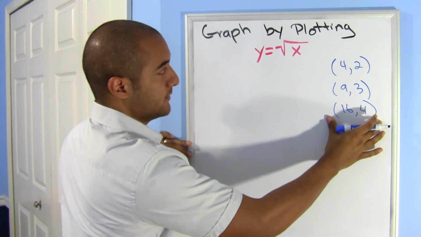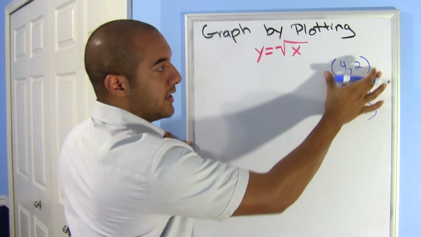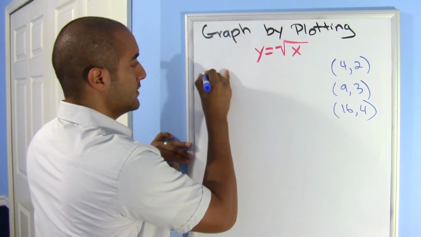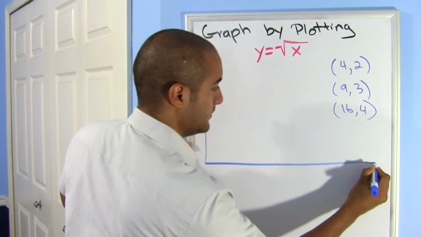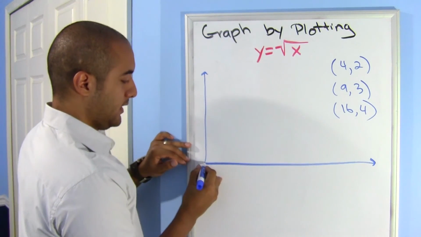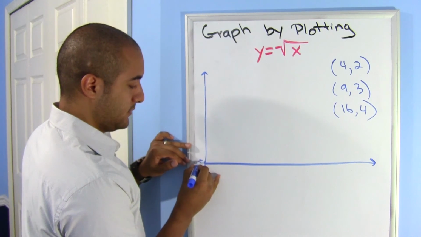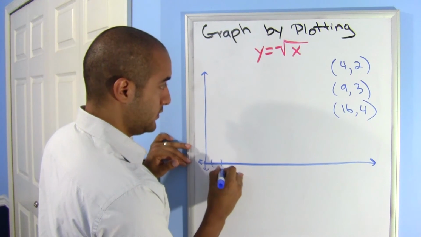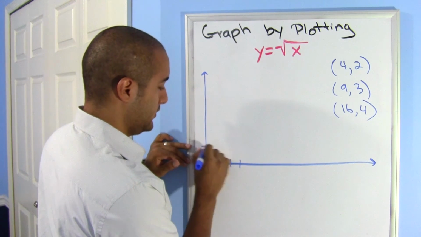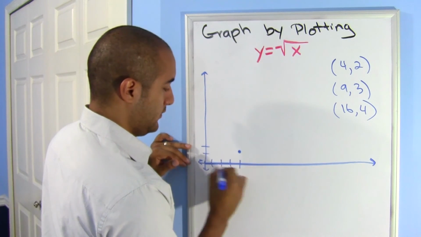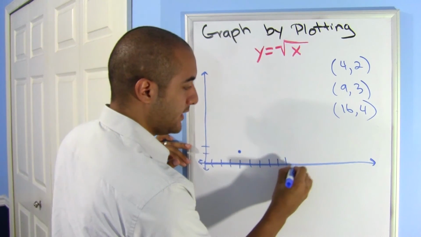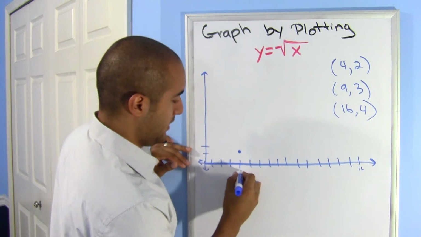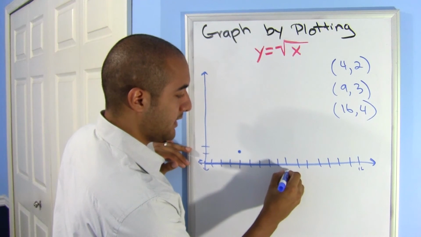They're all in the first quadrant. Okay, unless I shifted this around, all my answers are going to be in the first quadrant. So I'm just going to make the first quadrant. Okay, 4, 2, so 1, 2, 3, 4, 1, 2, 4, 5, 6, 7, 8, 9, 10, 11, 12, 13, 14, 15, 16. I lost 9. 4, 5, 6, 7, 8, 9.